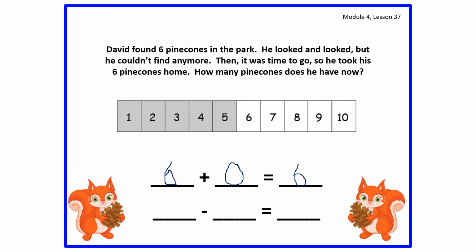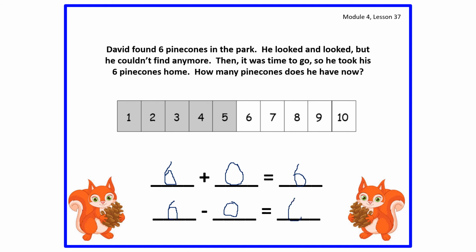Now let's take the same story and let's do that in a subtraction sentence. How many pine cones did he have? 6. That's right. Did he take away any? Did he lose any? No, he didn't. He sure did not. So he had 6. And he took away 6. Show me 6. And he took away 0. So show me 6. Take away 0. How many do you have? That's right, you still have 6.